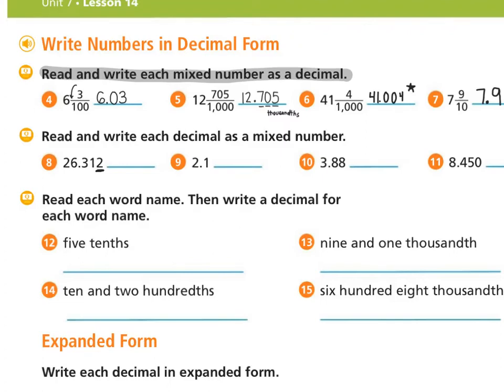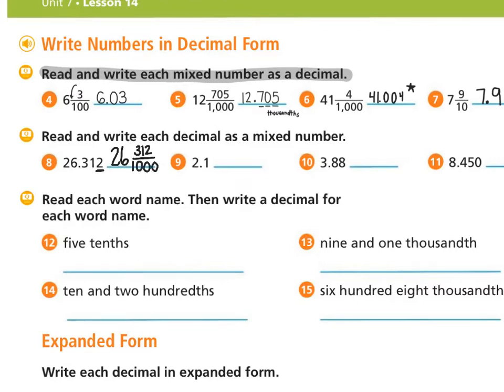Let's write that as a fraction. 26 wholes. 312 is my numerator. And thousandths is my denominator.